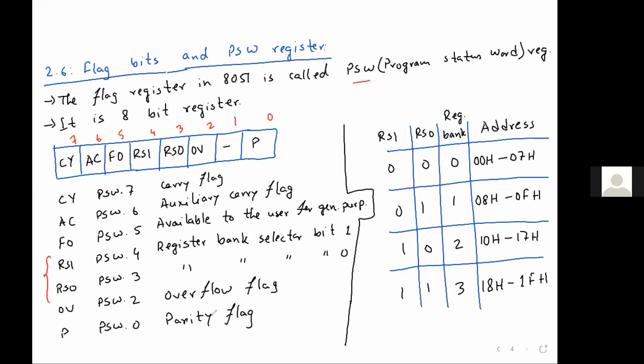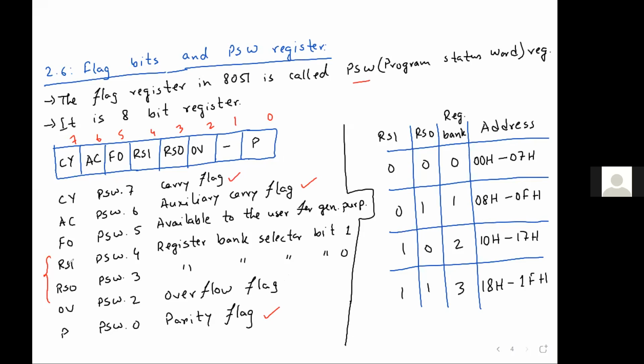In this chapter, as long as we are in chapter 2, we will concentrate on the carry flag, auxiliary carry flag, and parity flag only. When we go to chapter 6, inshallah, at that time we will discuss the overflow flag in detail.